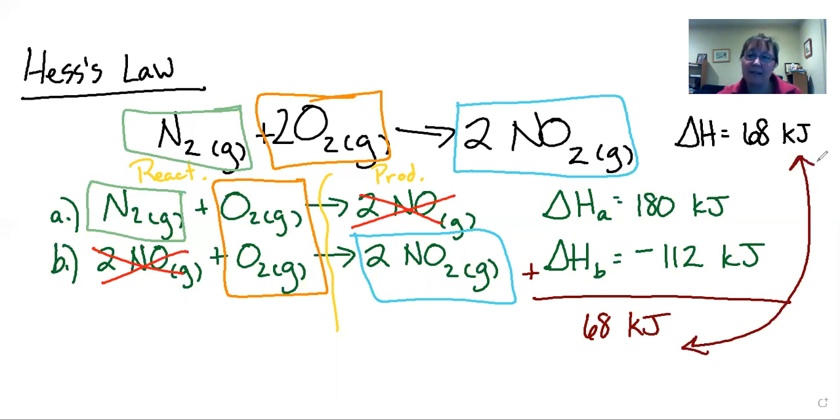And this is because enthalpy is a state function. So it doesn't matter if we do the whole process in one step or if it takes 2 steps to accomplish it. Okay, so now let's take a look at a slightly more challenging Hess's law problem.